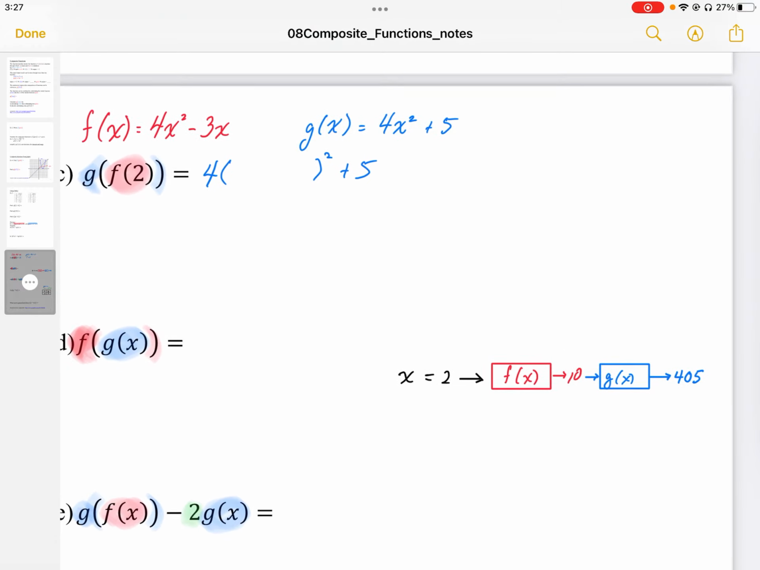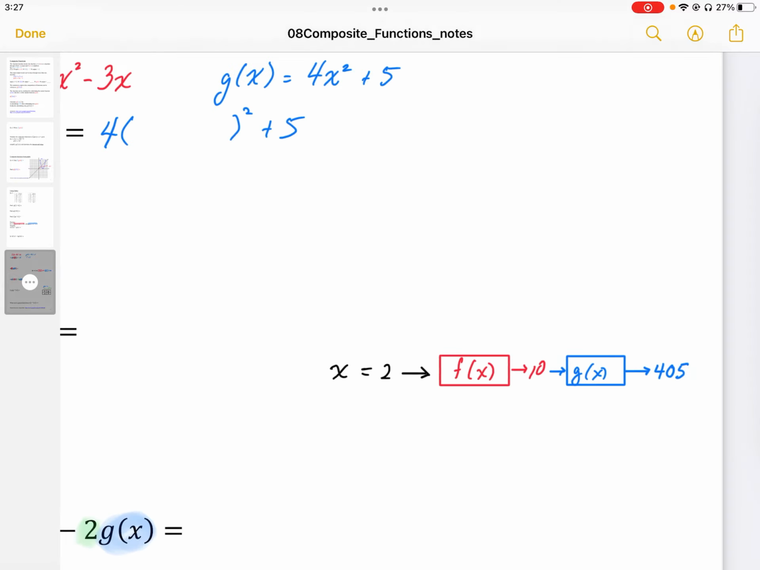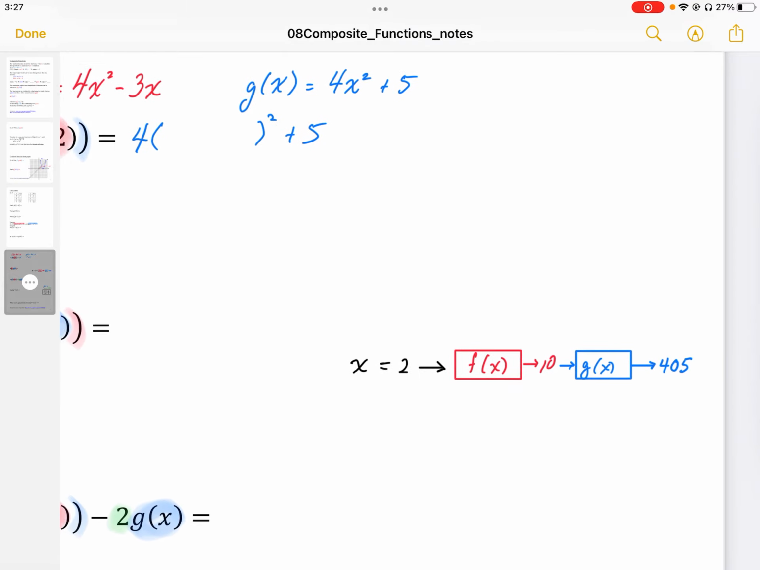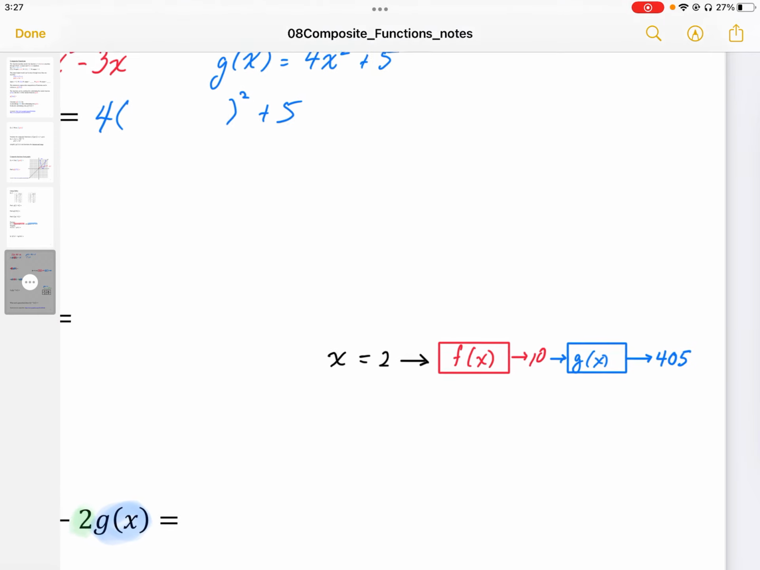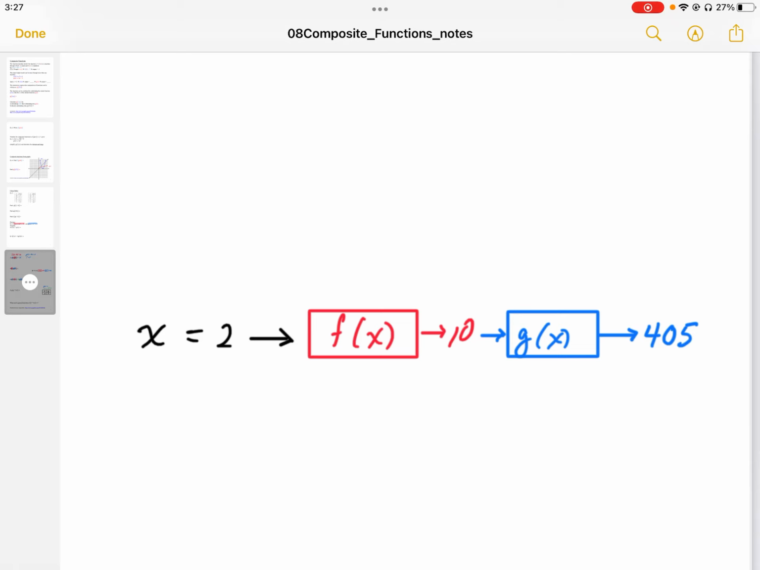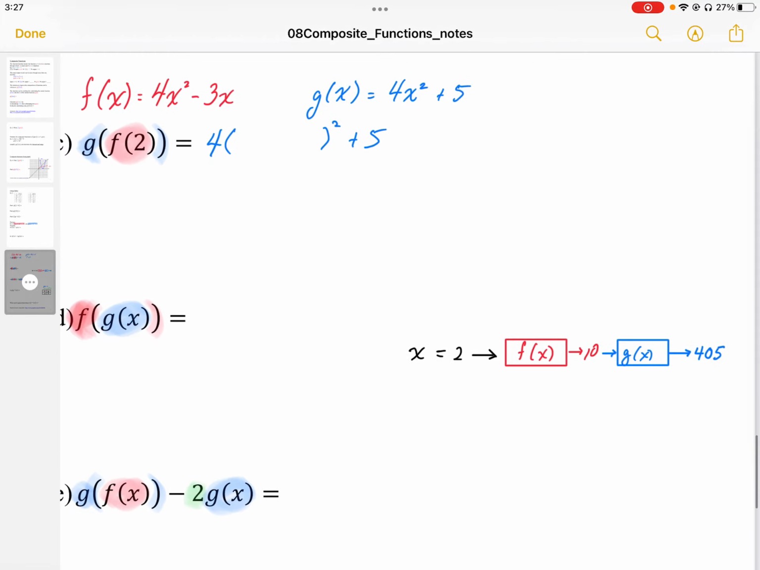And that 10 then gets put through the outside function g. And g is going to be 4 times 10 squared, which is 4 times 100, plus 5. And then my output ends up being 405. So we could do this stepwise through our flowchart, which is sometimes easier than doing it all algebraically.